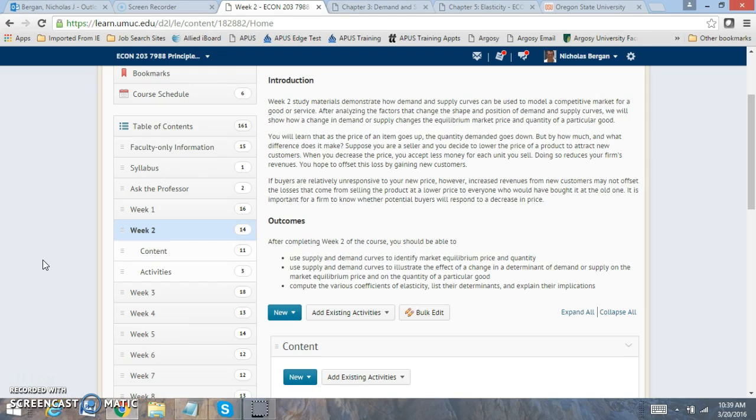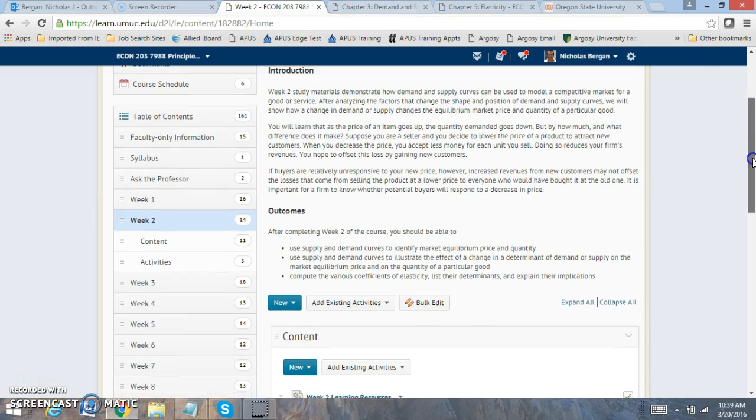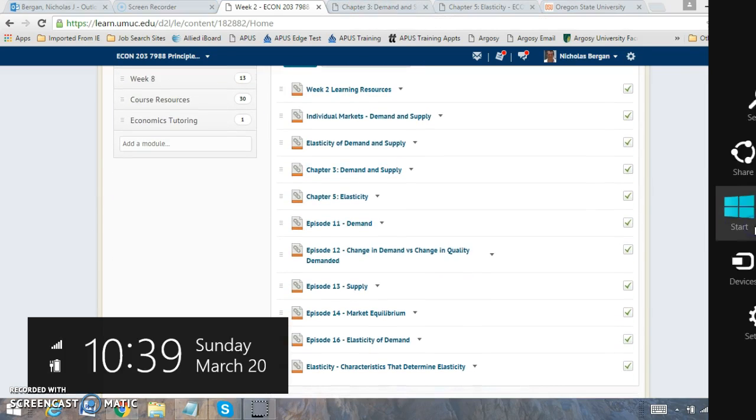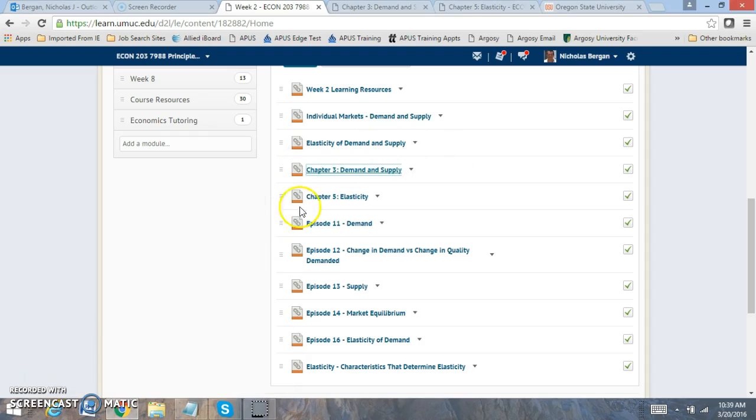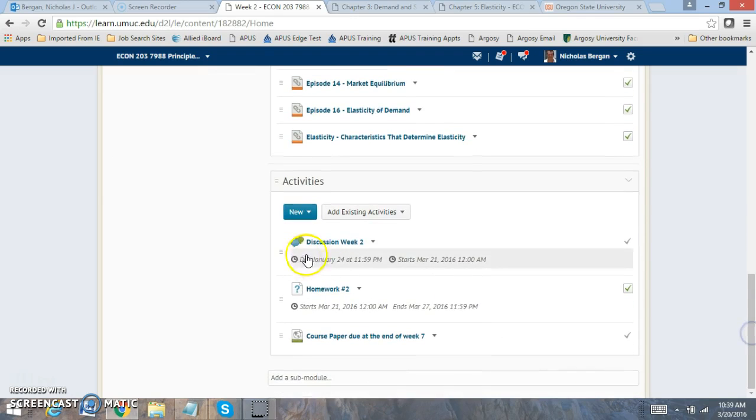ability to really apply these concepts to know why price changes and why firms will raise prices on various goods and services. So now for this week, you're going to be reading chapters 3 and chapter 5. I have some resources that are very important for you to review. You're also going to have discussion for week 2 and homework number 2. Now make sure with the discussion board that you're focusing on your initial post.